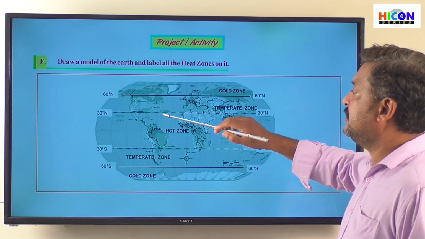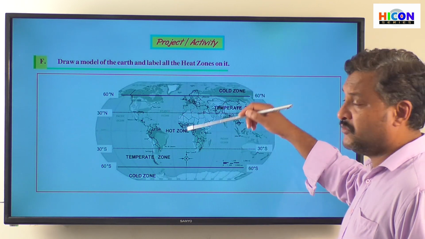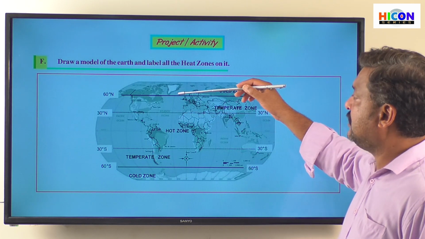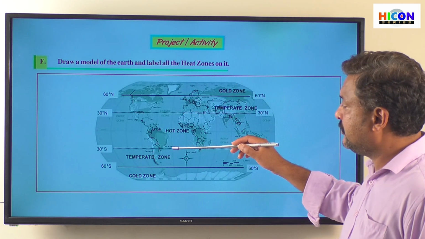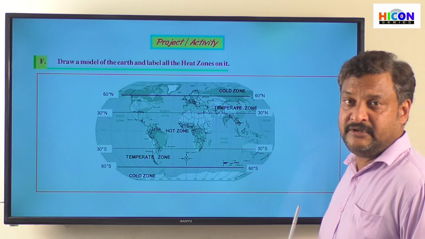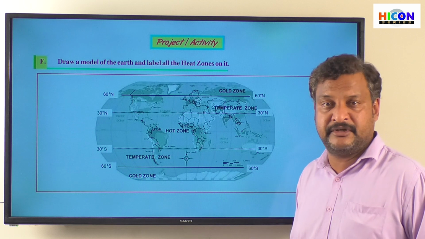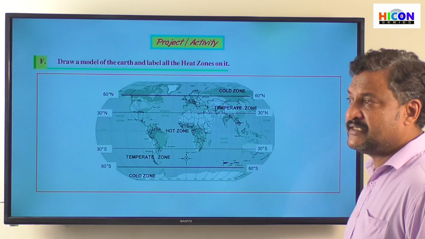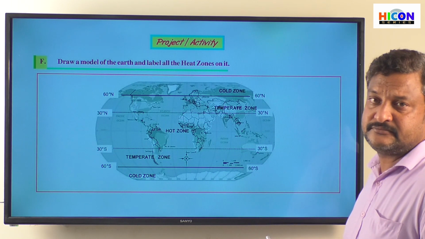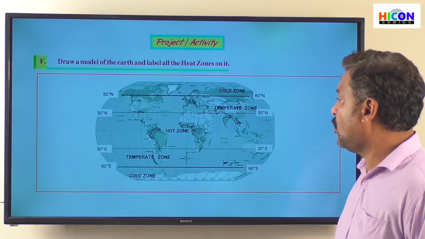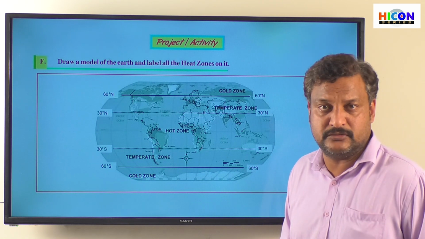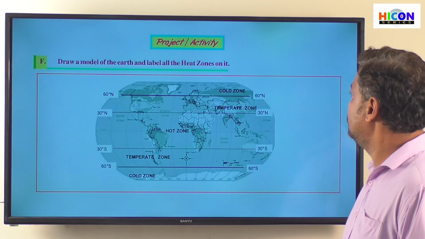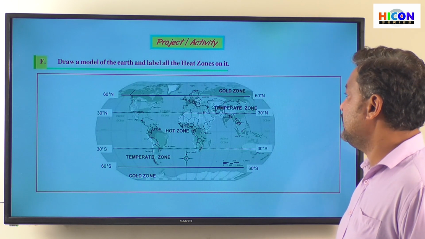So around the equator until the Tropic of Cancer and the Capricorn, we have a hot zone or the torrid zone. From Tropic of Cancer to the Arctic Circle in the north, Tropic of Capricorn to the Antarctic Circle in the south, we have a temperate zone or the moderate climatic region. Then above the Arctic Circle till the North Pole and below the Antarctic Circle till the South Pole, we have a cold zone or the frigid zone, right? So that is drawing and marking the three climatic zones on the earth.